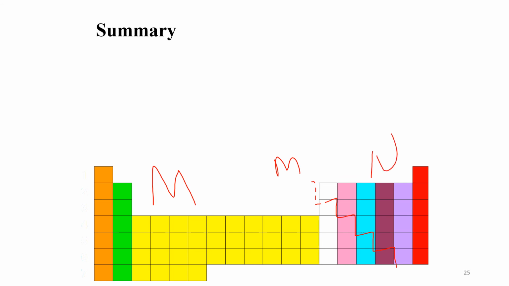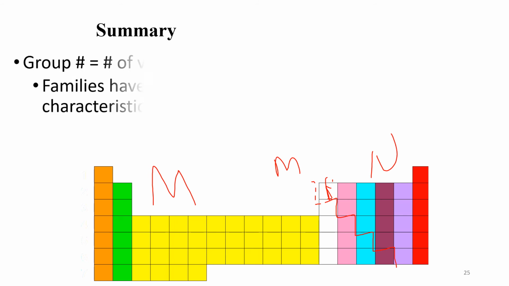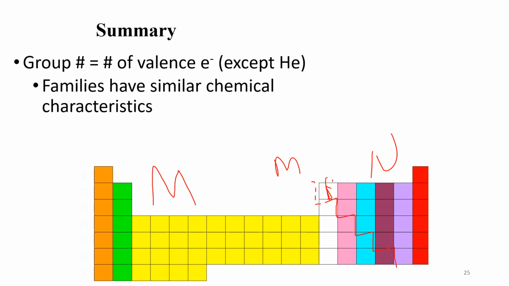You also need to know the group names. Group 1 is alkali metals, group 2, alkaline earth metals, 13 through 16 are named after their lead element: boron family, carbon family, nitrogen family, oxygen family. I'm forgetting somebody. Group 17 is the halogens, and 18 is your noble gases. Don't forget that your group numbers tell you your number of valence electrons, and they have the same number of valence electrons, therefore they have the same chemical characteristics.